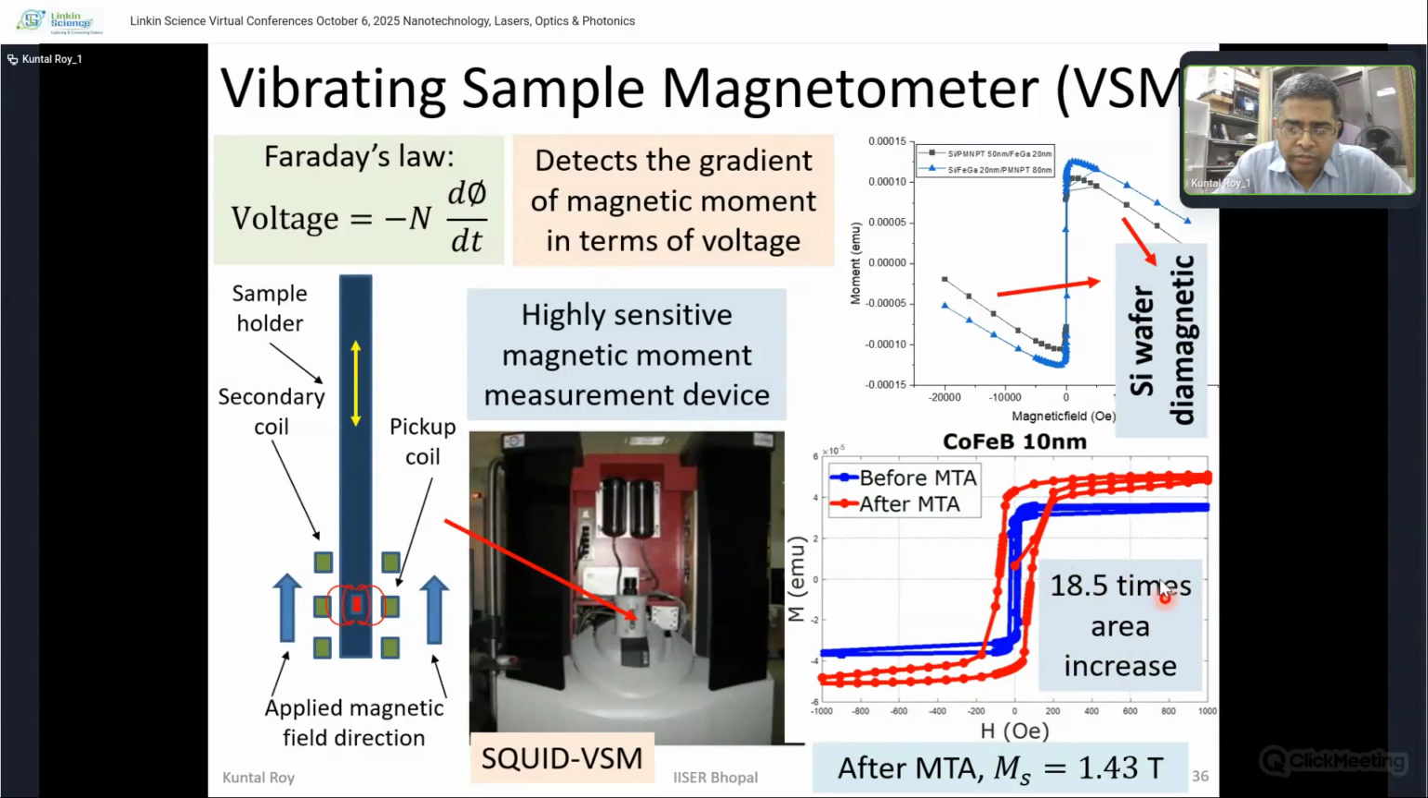We can see that almost 20 times the area has been increased. We use a SQUID VSM for very sensitive measurements of hysteresis curves. After MTA, we got Ms equal to 1.43 Tesla. Here we see some hysteresis curves showing, but this happens because the silicon wafer is diamagnetic. When the magnetic field increases, the magnetization decreases. So we have to negate that effect while working on only the magnet.